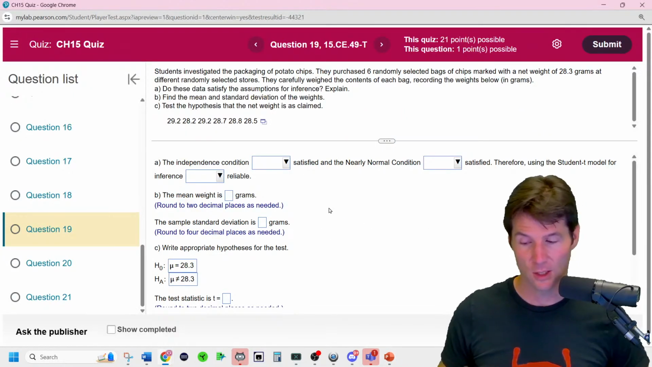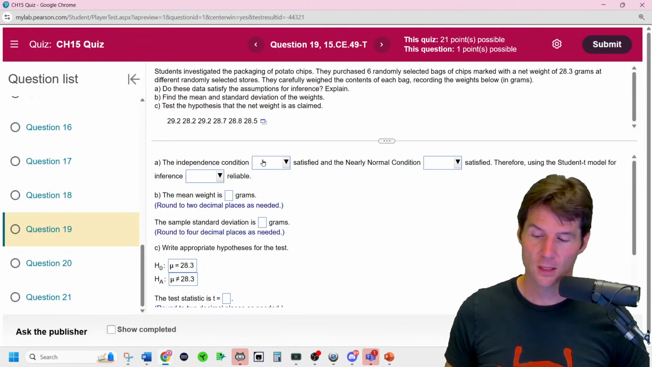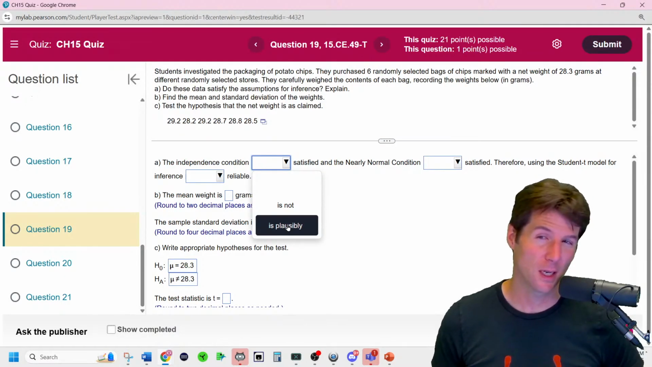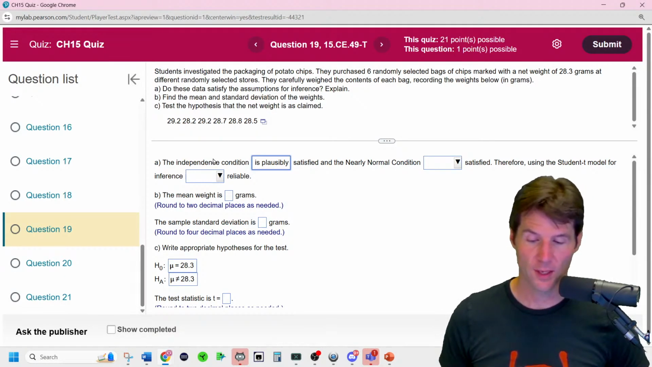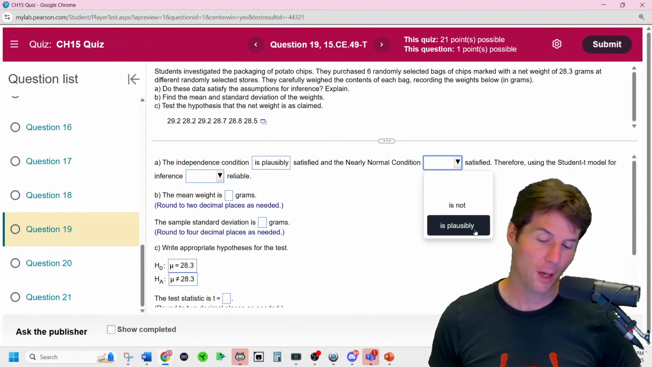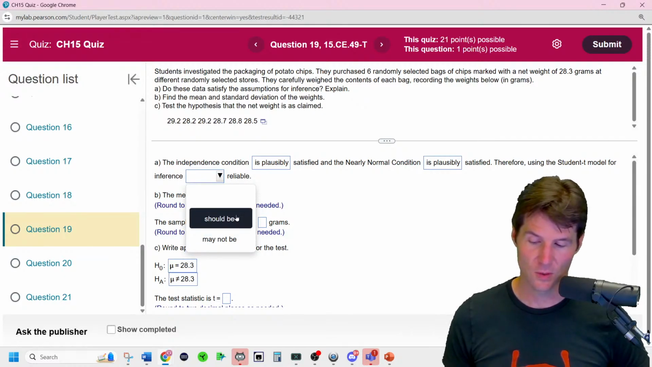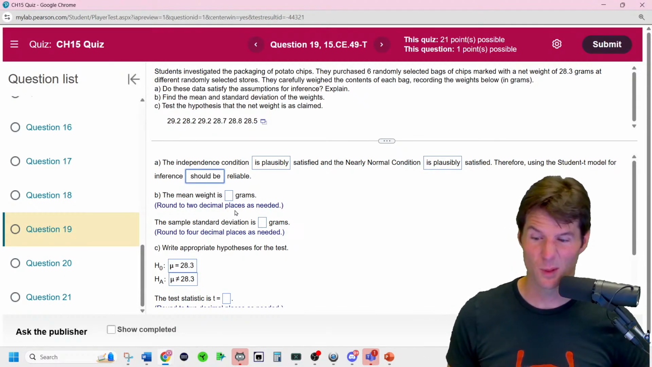Now we're going to check the conditions according to them. And to check the conditions, the independence condition, I hate that they do this, is possibly satisfied. This would be randomness right here, possibly. The nearly normal condition is possibly satisfied. And we should be using this, or because we can't use it, we shouldn't be doing this. Now, these are important to get.